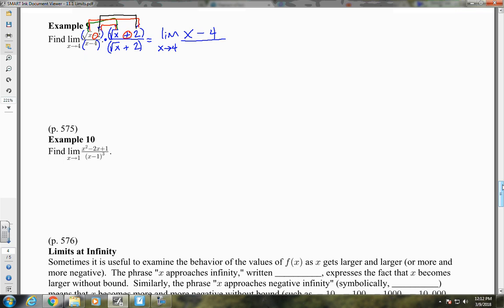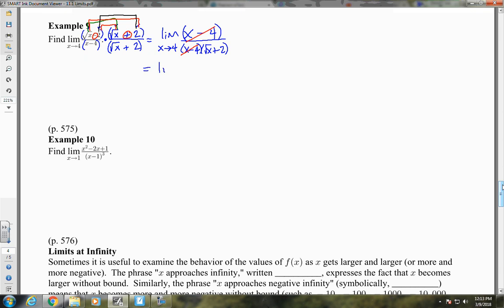Now, I see that factor x minus 4. It matches the factor in the denominator, so I'm not going to factor out the denominator. I'm going to leave it as is. Now, the benefit of doing that is now we can cancel that common factor. I wouldn't have noticed that if I multiplied everything out.